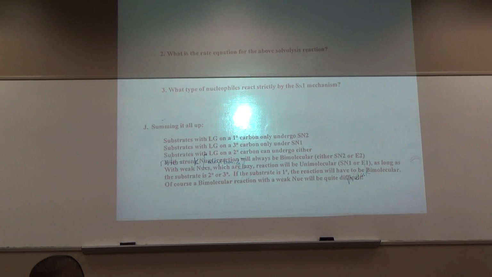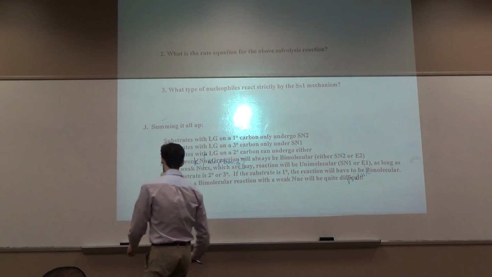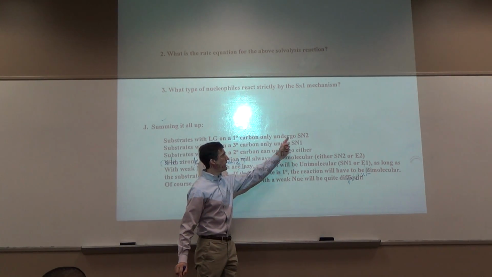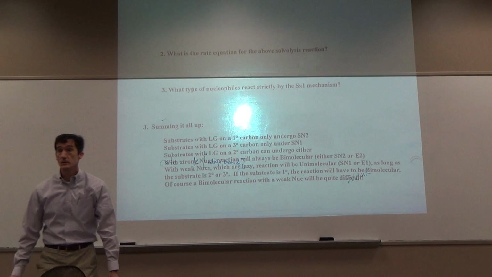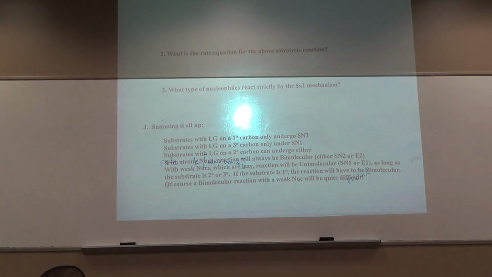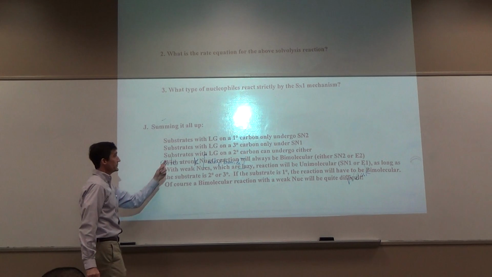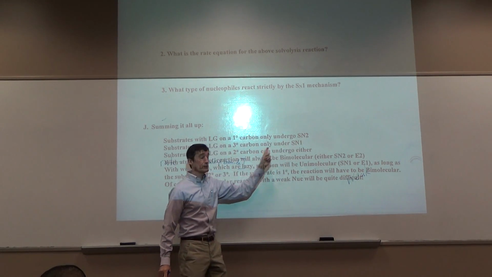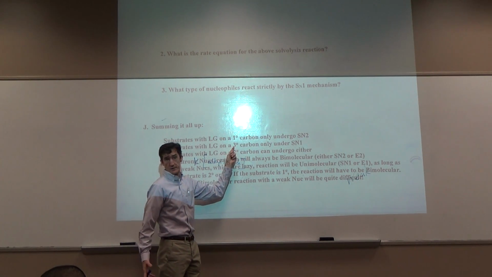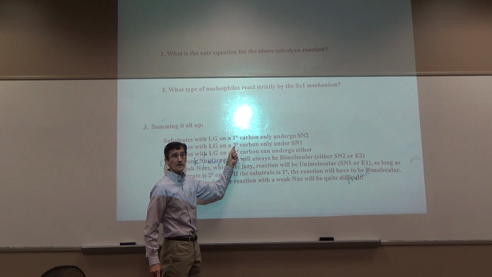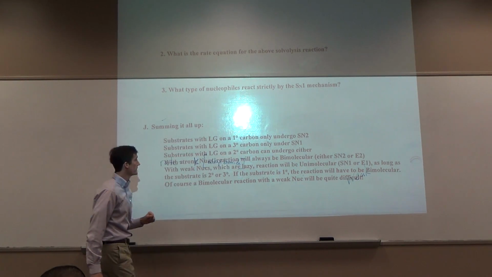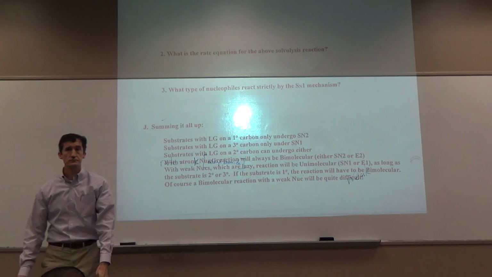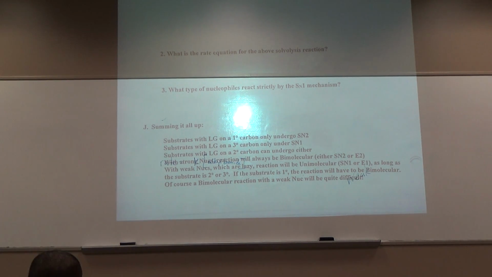Okay. Summing it up. Substrates with leaving group on primary carbon, only SN2, right? You never make a primary carbocation, so you never do SN1. Substrates with leaving group on tertiary carbon, only SN1. Because we said you never do SN2 on a tertiary halide or tertiary carbon leaving group, right? So we've said all this. Substrates with leaving group on secondary can undergo either. And you may have to use other information to determine.